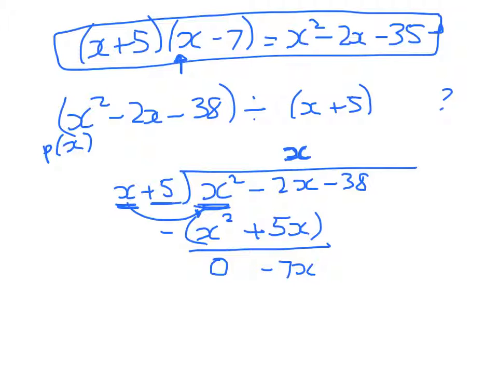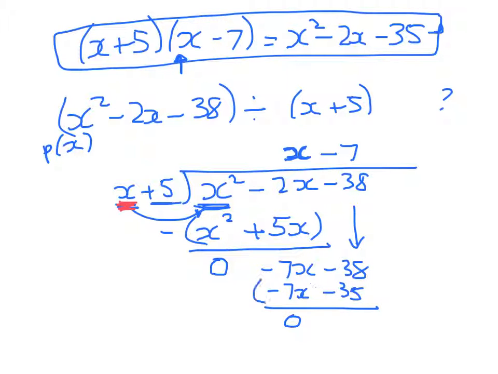Now I've got minus 7x, and I'm going to bring down the minus 38. So I look at my minus 7x and I say, what times x will get me that? x times negative 7, so negative 7x minus 35. Here I have 0. I'm subtracting all of that, so I have negative 38 plus 35, which is minus 3.